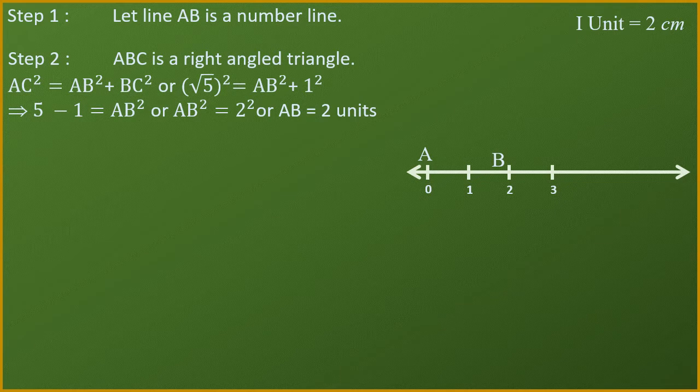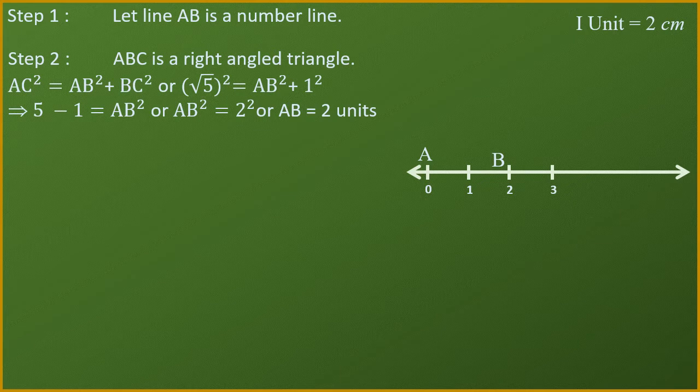Remember, whichever value is given that we need to plot onto the number line, that value will be your hypotenuse. For example, next time if you are required to draw root of 2 onto the number line, you will take the value of the hypotenuse as root of 2. Okay, and BC is my perpendicular. So the perpendicular value will always be considered as 1. Whichever number you plot, either root of 5 or root of 2 or root of 3, the value of the perpendicular should be taken as 1 and 1 only.